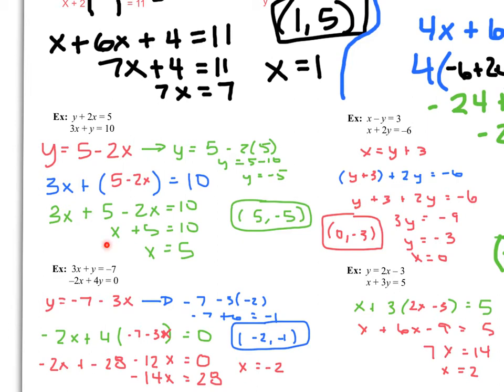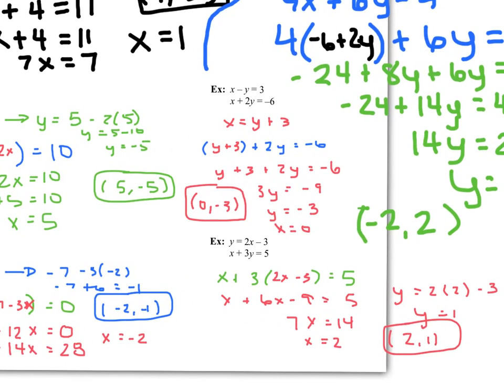3x minus 2x is 1x, and then I have plus 5, 10 minus 5 is 5, so the x coordinate is 5. Then you just take that, and you plug it right in there, because y is going to be 5 minus 2 times whatever x is, but we know x is 5. So 5 minus 10 would be -5, you write your final answer as an ordered pair.